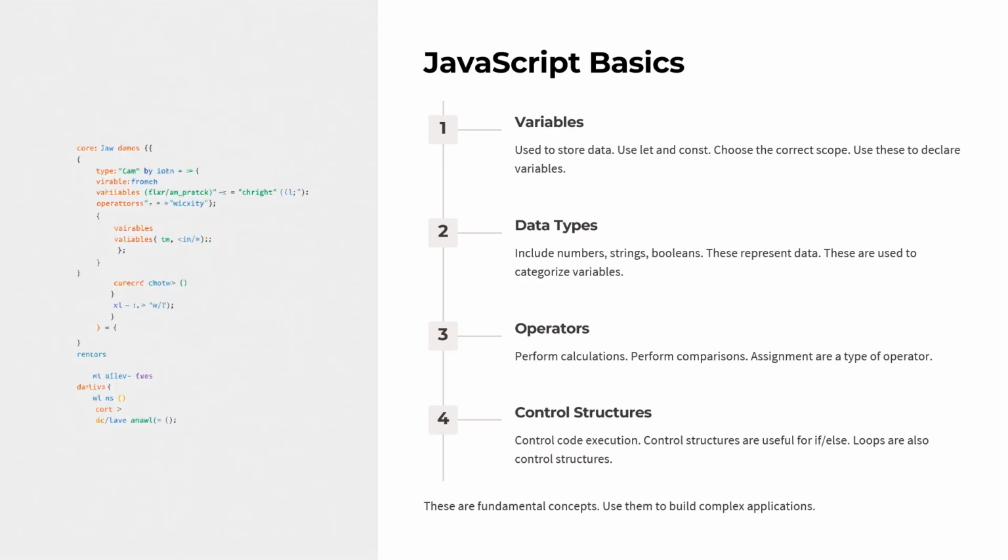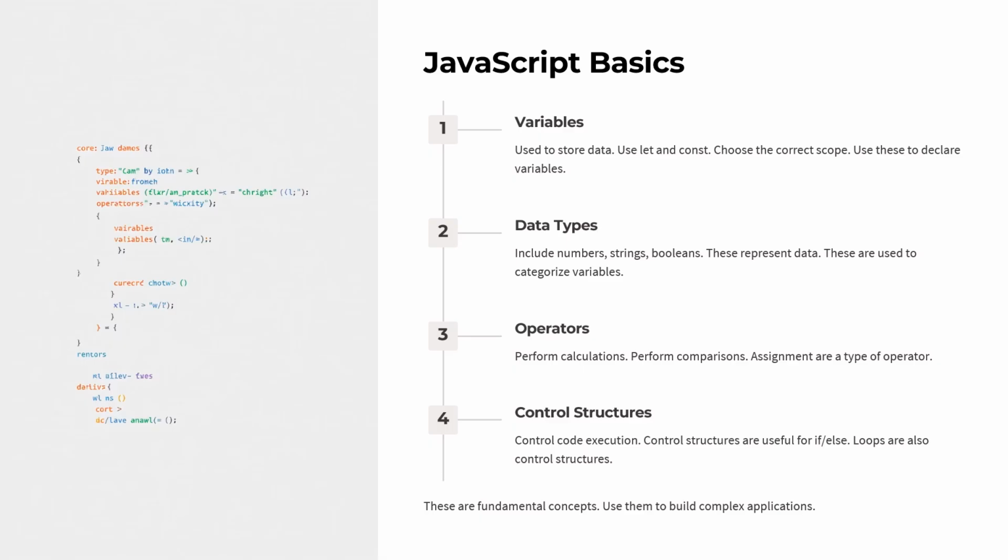JavaScript provides fundamental building blocks that are essential for programming. Understanding these core concepts allows developers to write efficient and interactive code for web applications. Variables are used to store data, making it possible to reference and manipulate values throughout a program. In modern JavaScript, the let and const keywords are preferred for declaring variables, as they offer better control over scope and prevent unintended modifications. Data types define the kind of values a variable can hold.